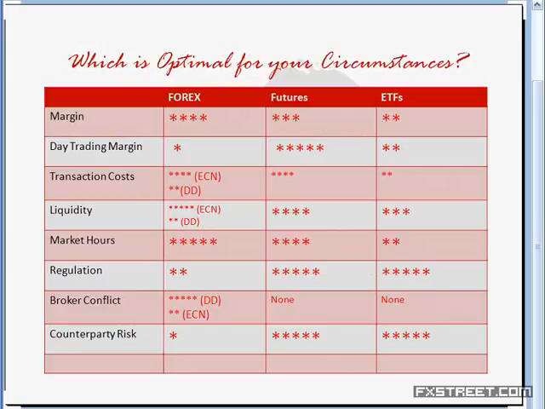Here's a really quick rundown of which market may be optimal for your circumstances, and you can take a look and see where your priorities are and which one might be the best fit. In my opinion, the best overall, well-rounded venue for trading currencies is the futures markets. By the way, I'm a futures broker and a Forex broker, so it's not like I'm telling you to trade futures because that's the only way I make my money. I also am a Forex broker.